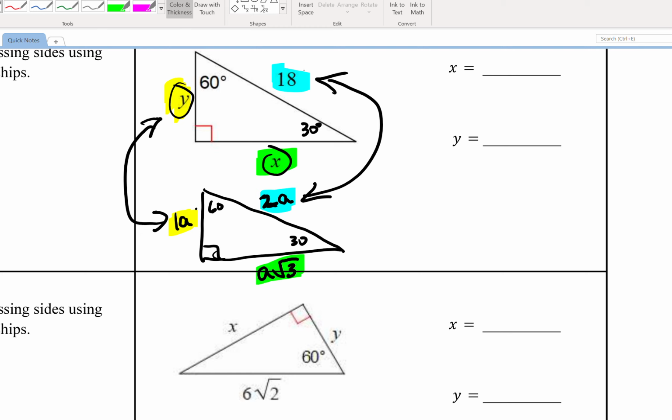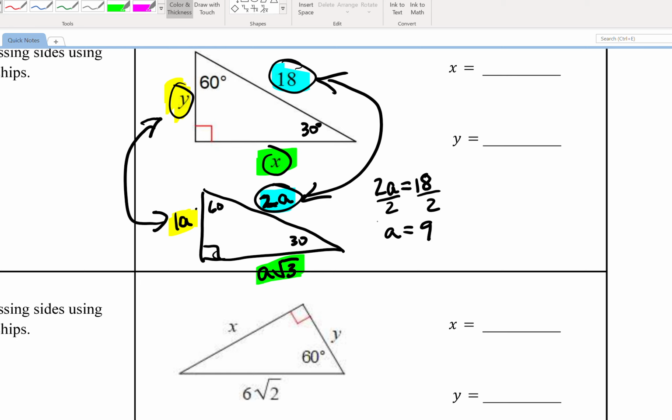First off, let's look at this one, I think. 2a is equal to 18. So if I divide by 2, and I divide by 2, a then is equal to 9.